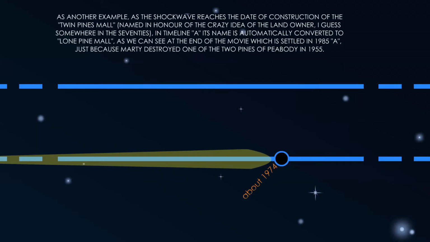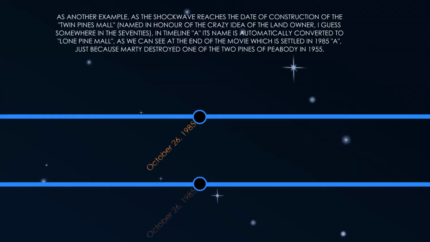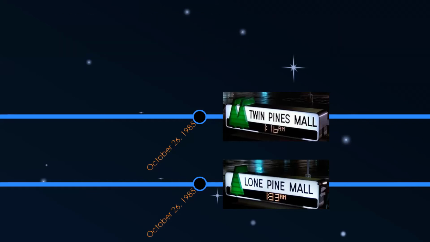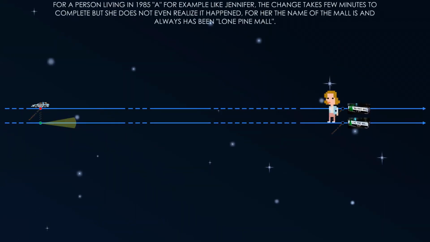As another example, as the shockwave reaches the date of construction of the Twin Pines Mall, named in honor of the crazy idea of the landowner, I guess somewhere in the 70s, in timeline A, its name is automatically converted to Lone Pine Mall, as we can see at the end of the movie, which is set in 1985 A, just because Marty destroyed one of the 2 pines of Peabody in 1955. For a person living in 1985 A, for example like Jennifer, the change takes a few minutes to complete, but she does not even realize it happened. For her the name of the mall is and always has been Lone Pine Mall.